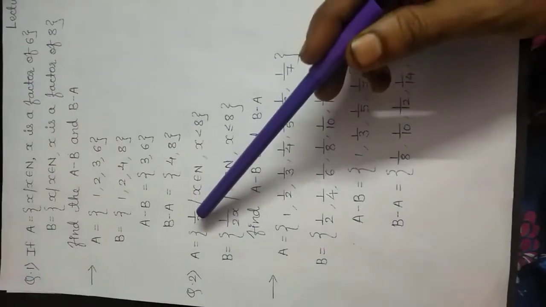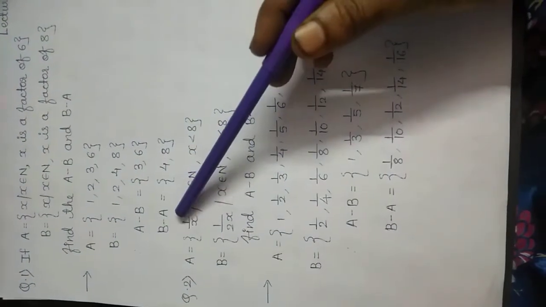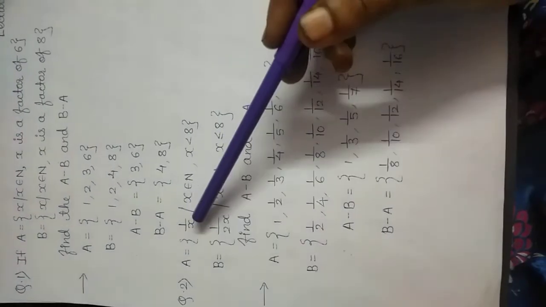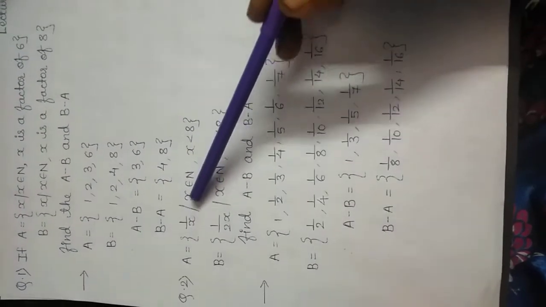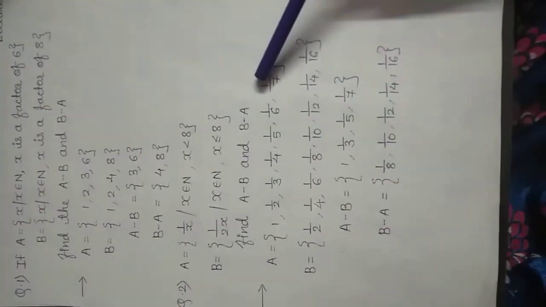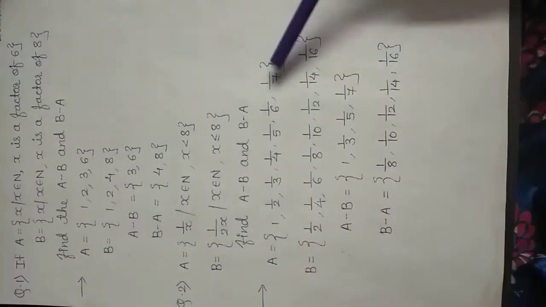So when x is equal to 1, the first element will be 1 by 1, that is 1. When x is equal to 2, the second element will be 1 by 2. So here we have 1 by 2. When x is equal to 3, we will get 1 by 3. And so on. Finally, for x equal to 7, we will get the element as 1 by 7. So this is the set A.